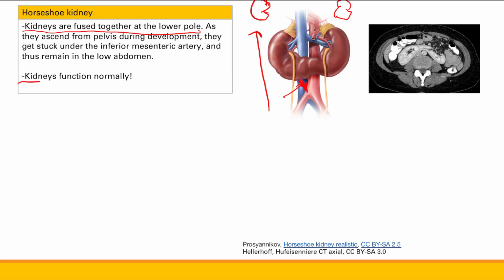The other thing to note here is that in this disease, the kidneys function totally normally, okay? Function of the kidney is totally non-impacted.